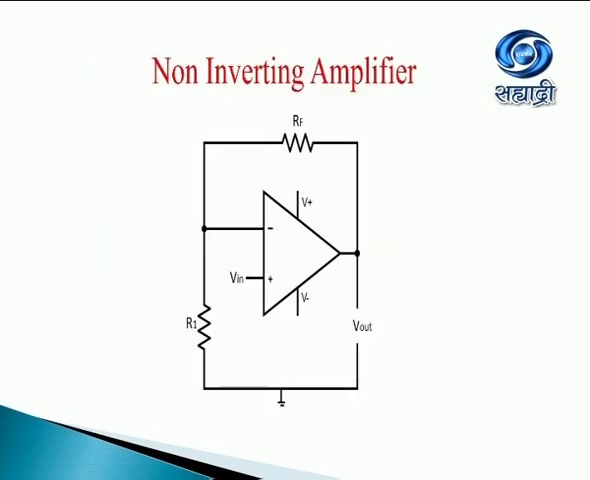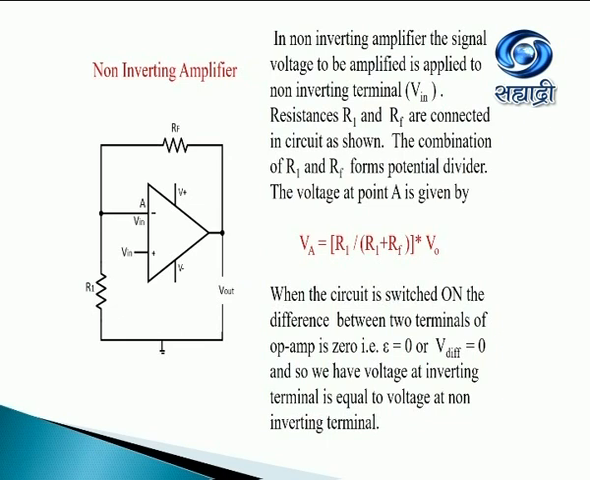Non-inverting amplifier. In this circuit, input is applied to the non-inverting terminal and resistors are connected. In a non-inverting amplifier, the signal voltage to be amplified, Vin, is applied to the non-inverting terminal. Resistances R1 and Rf are connected in the circuit as shown. The combination of R1 and Rf forms a potential divider. The voltage at point A is given by Va is equal to R1 upon (R1 plus Rf) into Vout.